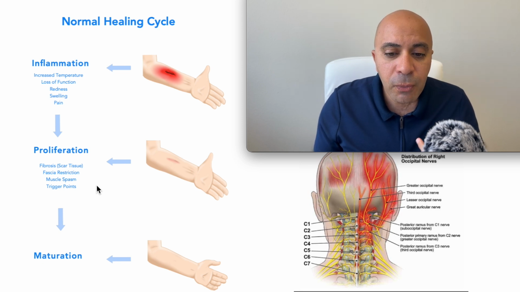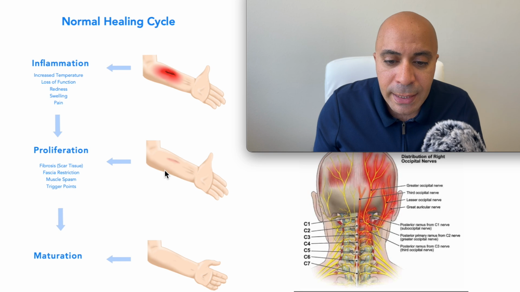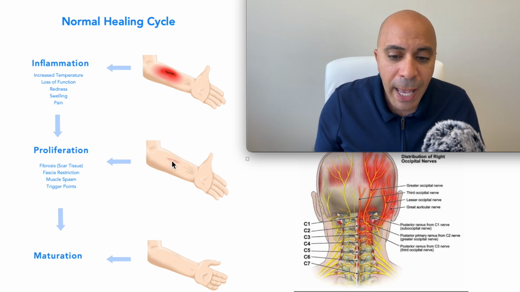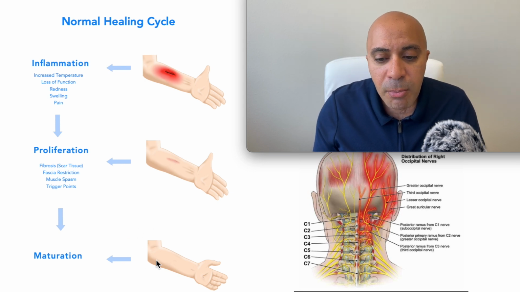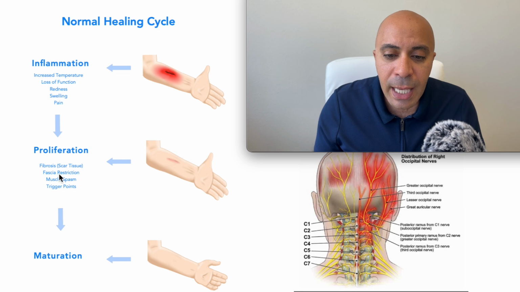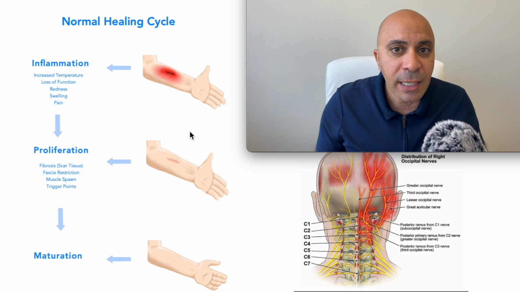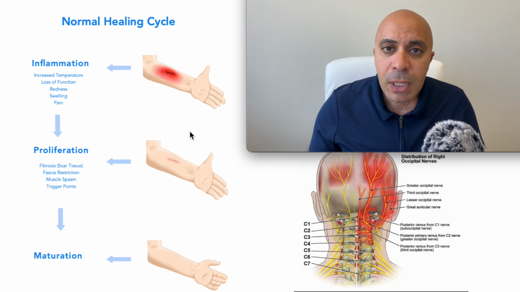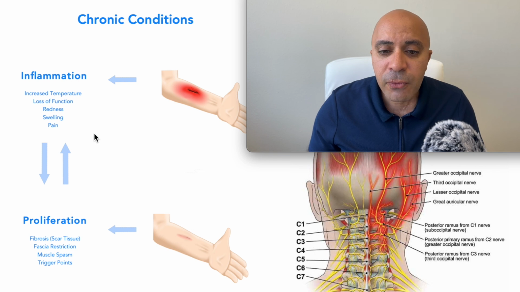During the proliferation stage, our body produces fibrotic tissue, which is scar tissue. You start to have fascial restrictions, muscle spasms, trigger points. In the perfect scenario, during the maturation stage, our body gets rid of everything from the proliferation stage and the inflammation stage, and everything clears up. If you have chronic occipital neuralgia symptoms, you're probably not in the maturation stage. So probably your body is going back and forth between the inflammation and proliferation stages.